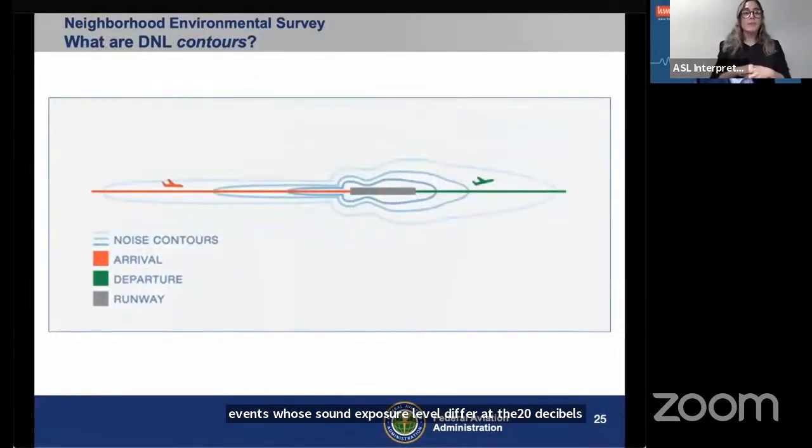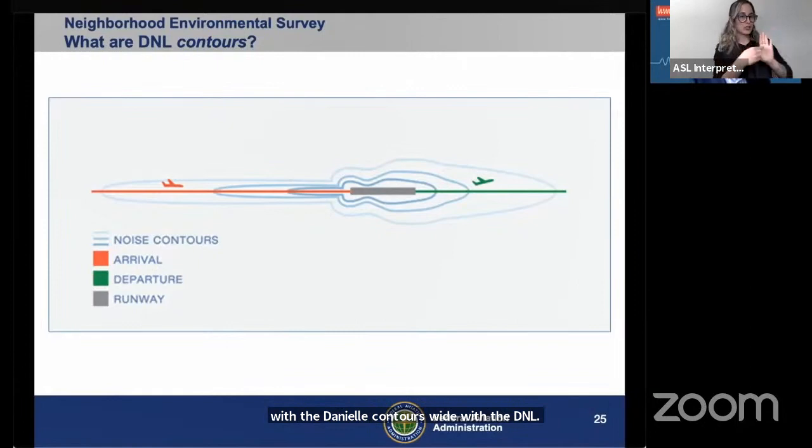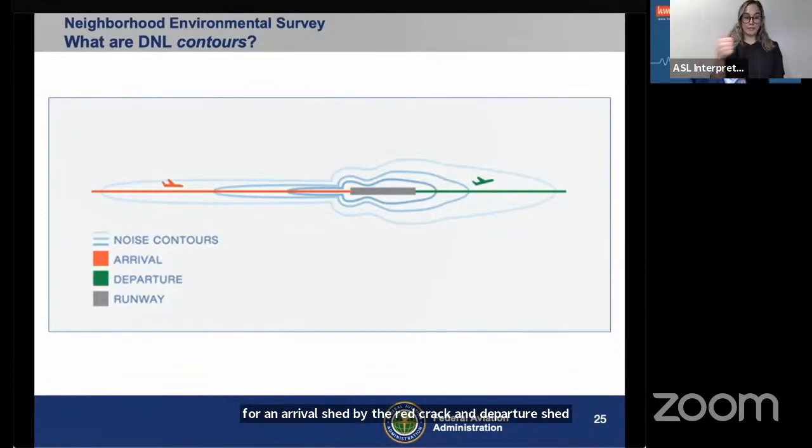Contours are formally defined as an outline, especially one representing or bounding the shape or form of something. In the context of environmental noise, contours are outlines of equal noise value. Thus, DNL contours are lines of equal DNL. The graphic shown in this slide depicts DNL contours in shades of blue for an arrival, shown by the red track and airplane, and a departure, shown by the green track and airplane. Each blue line is a noise contour of equal sound magnitude and increases in value with darkness.